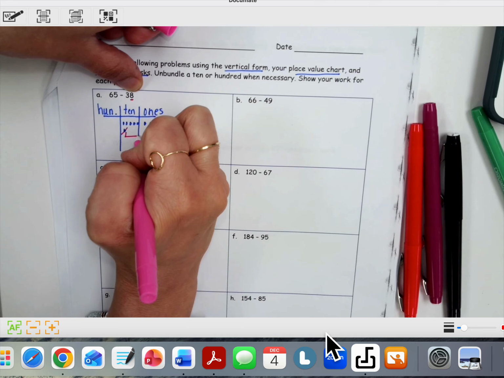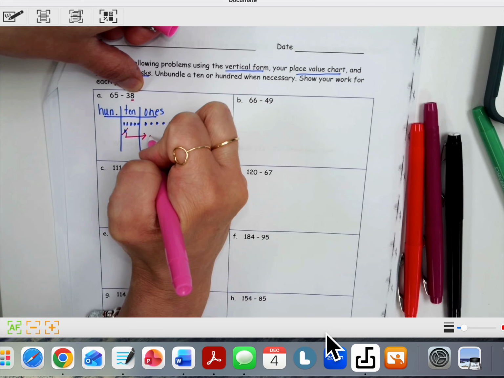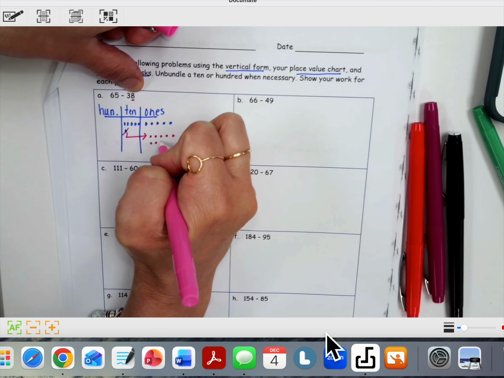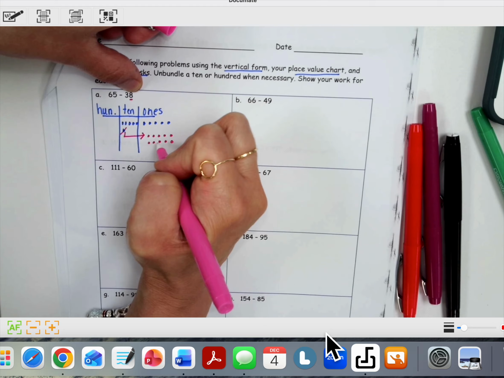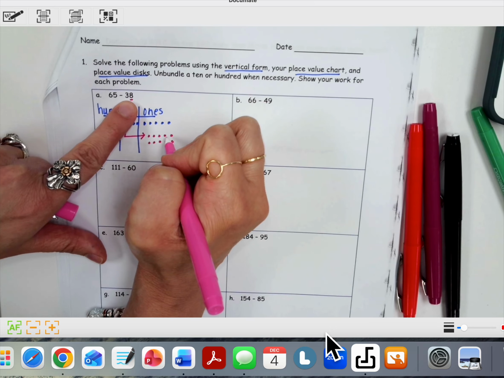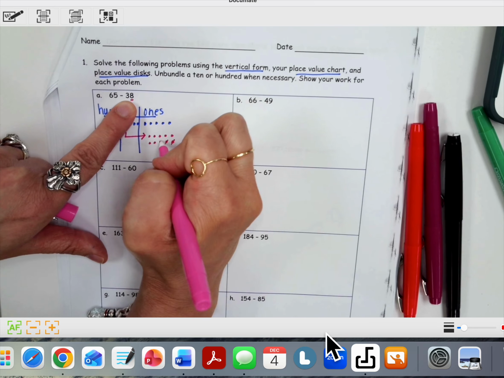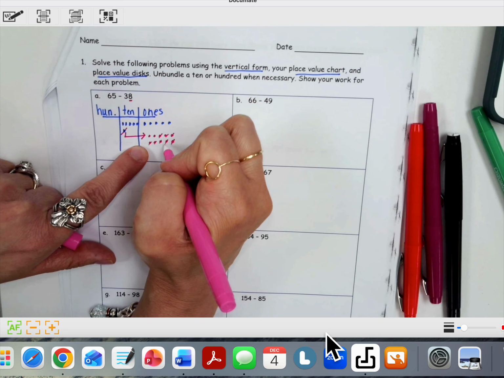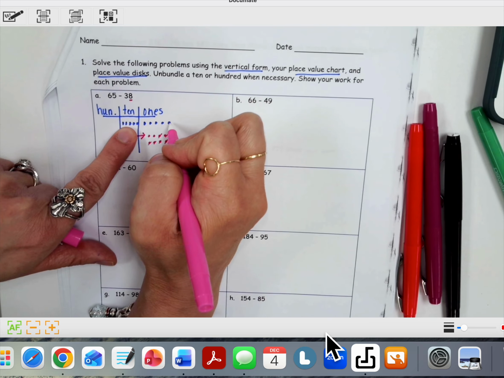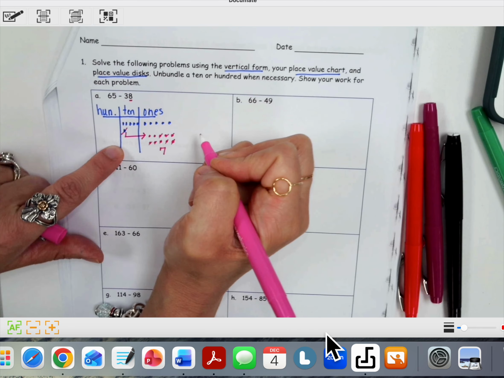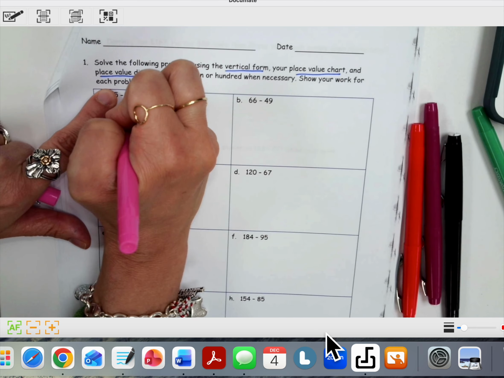So I have them unbundle a 10, which means they're going to make 10 ones here at the bottom. That gives us enough ones to remove 8. And when we removed 8, we have now 5 up here and 2 at the bottom, which leaves us with 7. Okay, so then we move on to our tens place.